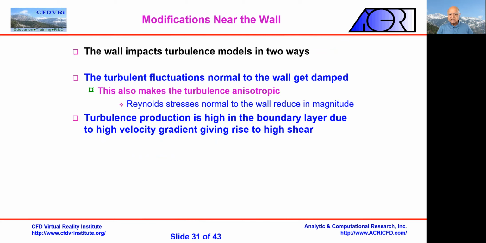So the Reynolds stress normal to the wall is reduced in magnitude, and the turbulent production is high because there are very high gradients near the wall, okay? So the wall has high gradients, high production, high shear strength, and anisotropy.